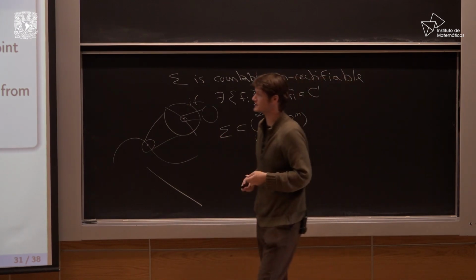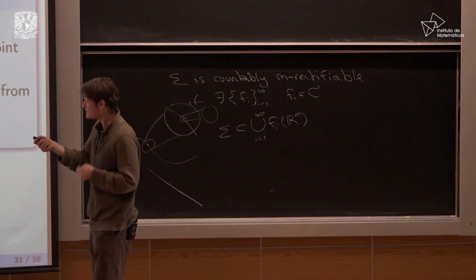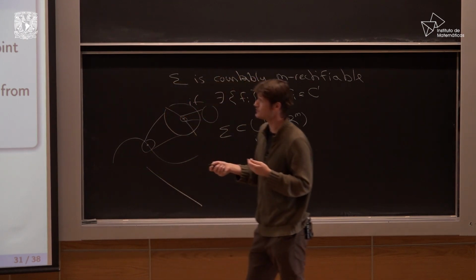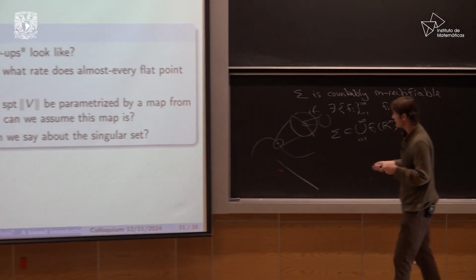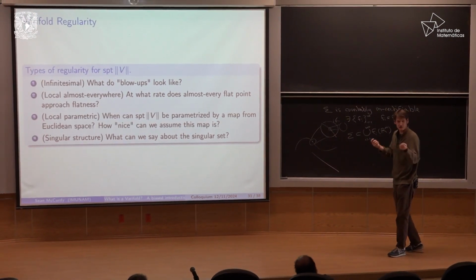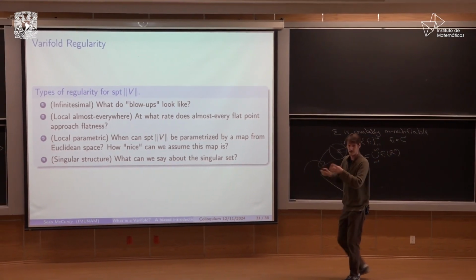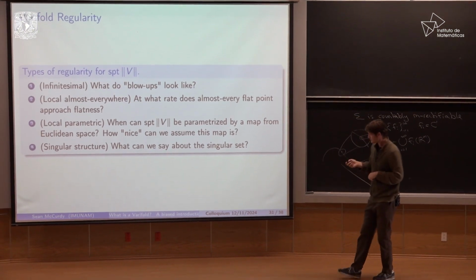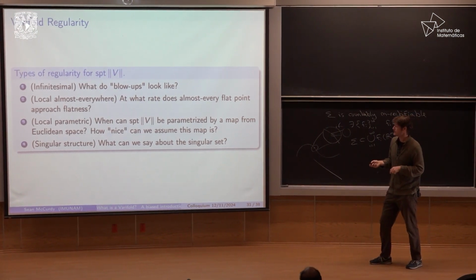But you can do a process like this for measures. You can do a process like this for sets. And so you can begin to classify what your blow-ups look like. This is a very interesting avenue. You can ask questions like, if I know I have a tangent object that's flat, at what rate does almost every point converge to flat? And there are a number of different ways to measure what is converging to flat. This is also another beautiful area of varifold regularity with a lot of work in it.